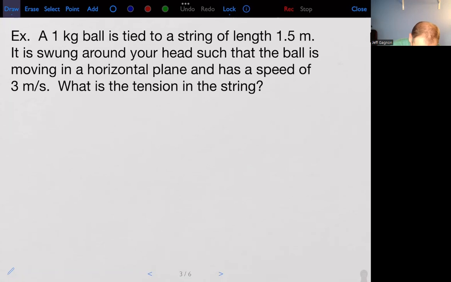Okay, so let's say this is the center of the circle that you're spinning the ball around. It has a radius, I'll just call it r for now. Here's the ball. It has a particular mass. And let's say it's moving at this instant with a velocity in this direction. So we know that speed v is going to be 3 meters per second. And what we want to calculate is the tension in the string, which is going to be the force in the string towards the center.